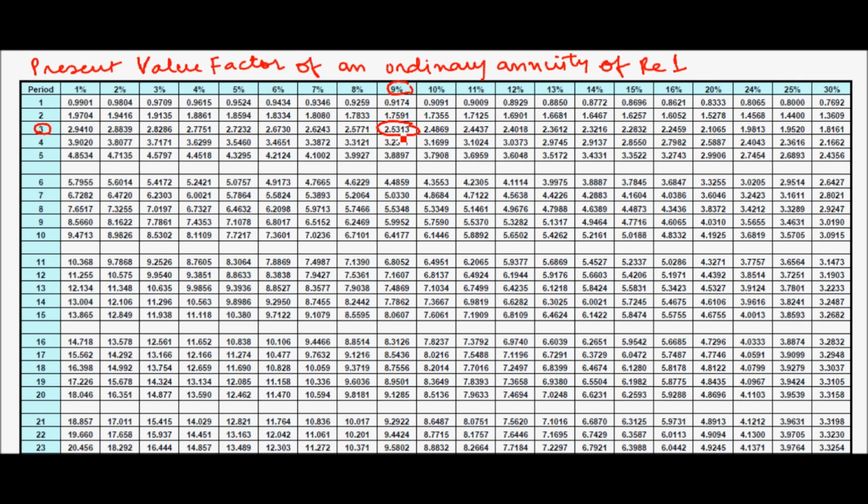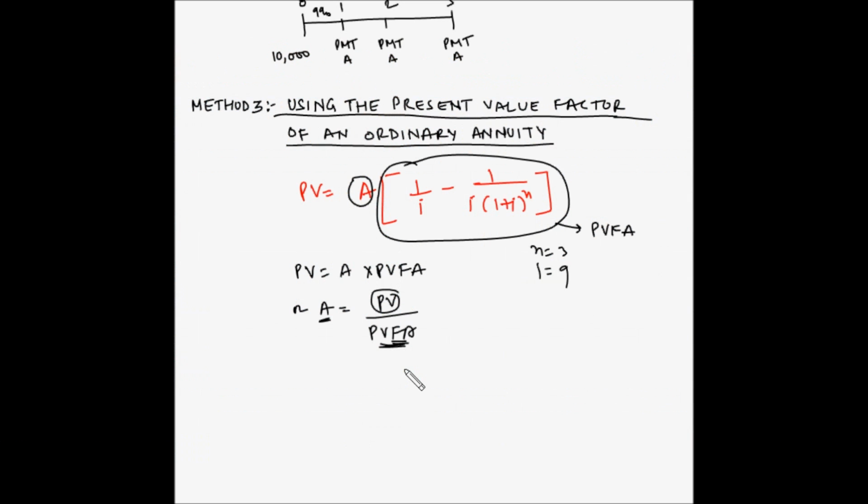Now what does this value mean? So this value means that if we have to get rupee 1 as payments for the next 3 years at the end of the 3 years at 9% interest, then we need to invest an amount of 2.5313 rupees at 9% interest. So let us now use this value in the formula to find the value of annuity or the payments in our case. So let us now enter the values.